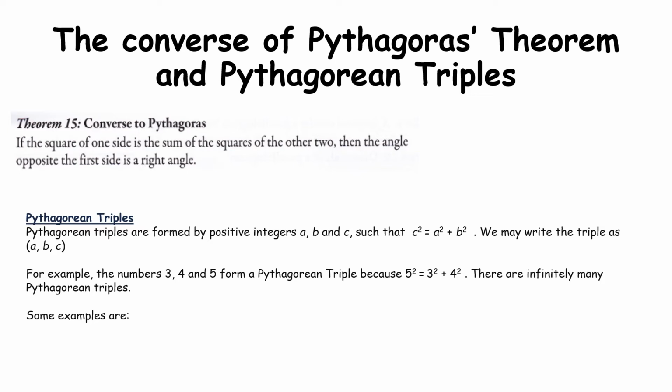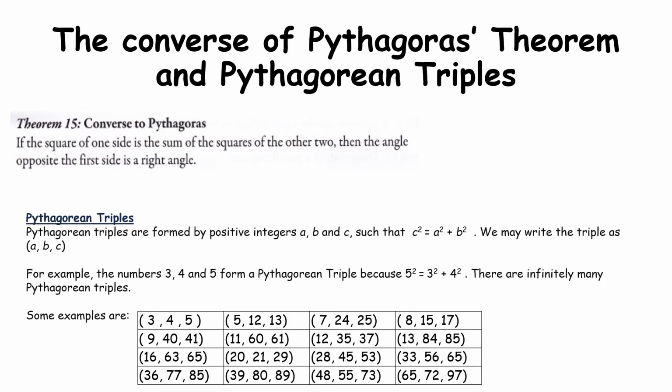There are infinitely many Pythagorean triples, but here are some examples. Often as students work with trigonometry, they start to notice these Pythagorean triples, and they notice that when you have 3 and 4 and you're missing the hypotenuse, the hypotenuse will always be 5. So they start to see these patterns emerge. So we have 3, 4, 5; 5, 12, 13; 7, 24, 25, and so on.